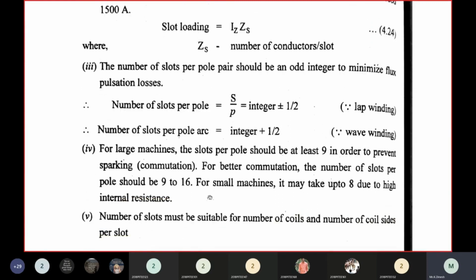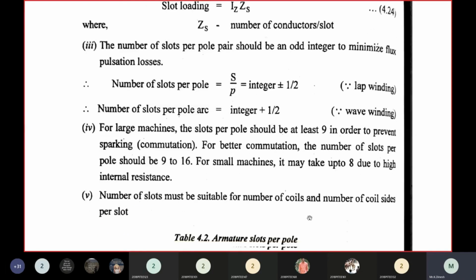In a large machine, the slots per pole should be at least 9. Generally, when we solve problems, we use the value 9, at least 9, in order to prevent commutation problems. For better commutation, the number of slots per pole should be 9 to 16. For a smaller machine, we may take 8.